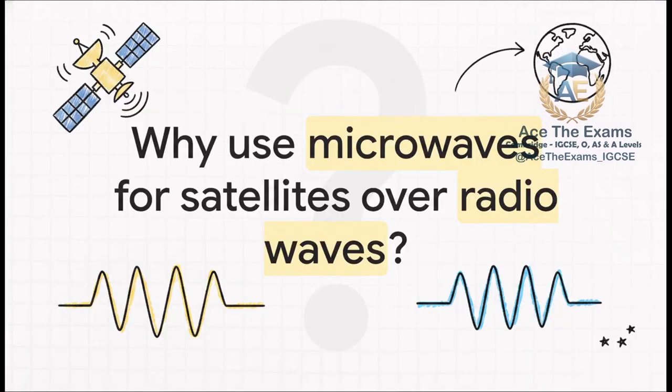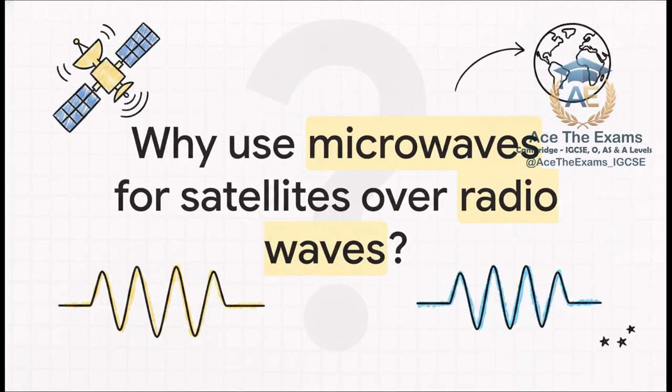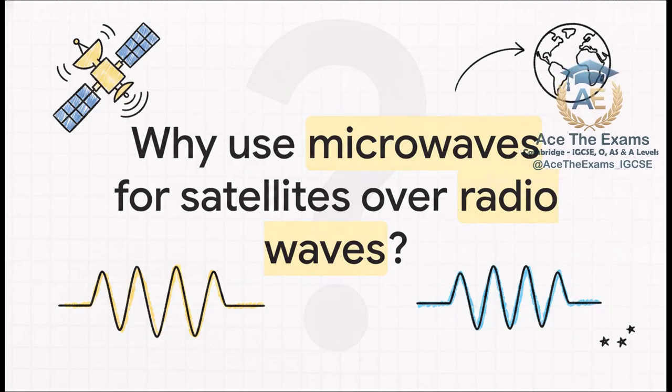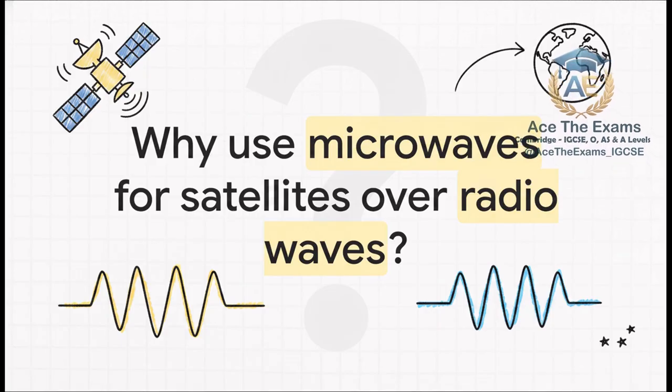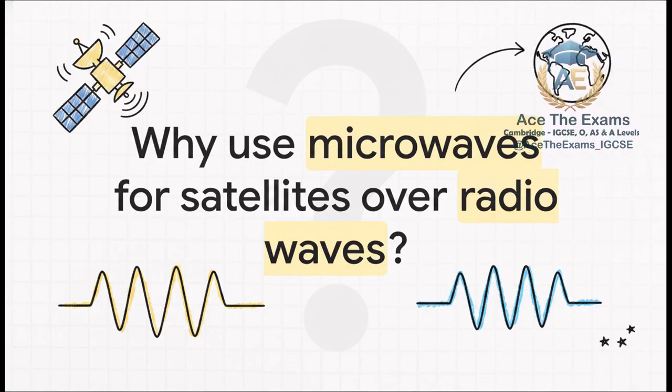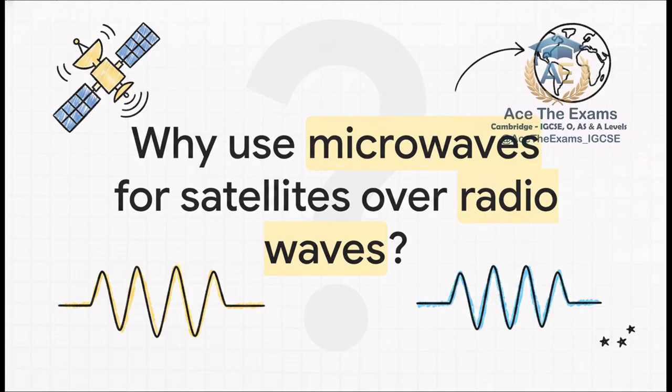Okay, let's dive straight into a classic Cambridge exam prompt. It asks you to explain why microwaves are used for communication with artificial satellites instead of radio waves, and it's worth 3 marks. Now, 3 marks might not sound like a huge deal, but they absolutely dictate your grade boundaries.